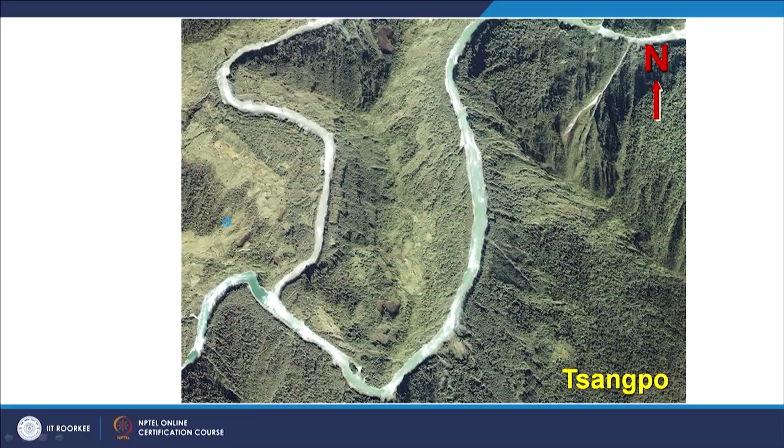Now we come to the satellite images, and this image is from the IKONOS satellite of 1 meter resolution, and this is the Tsangpo river.